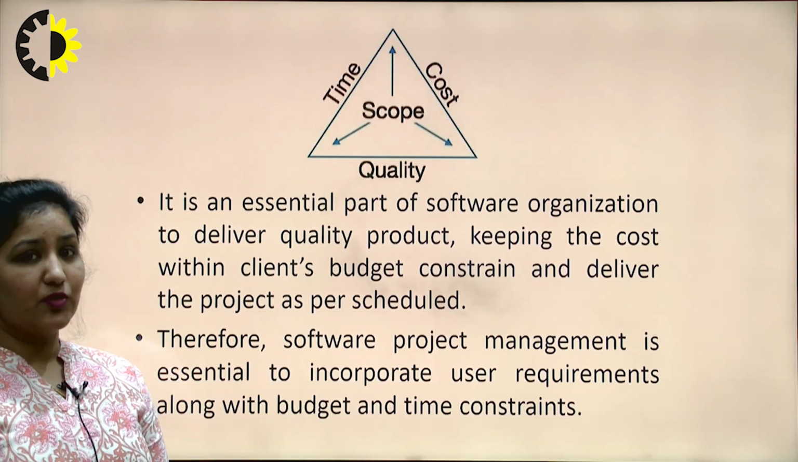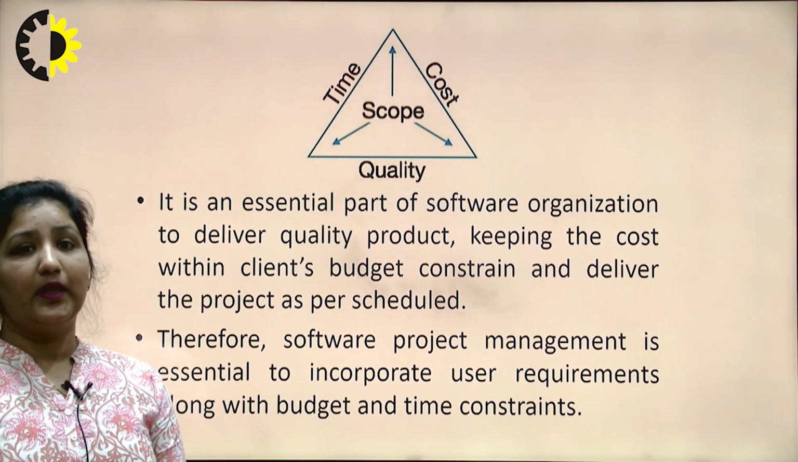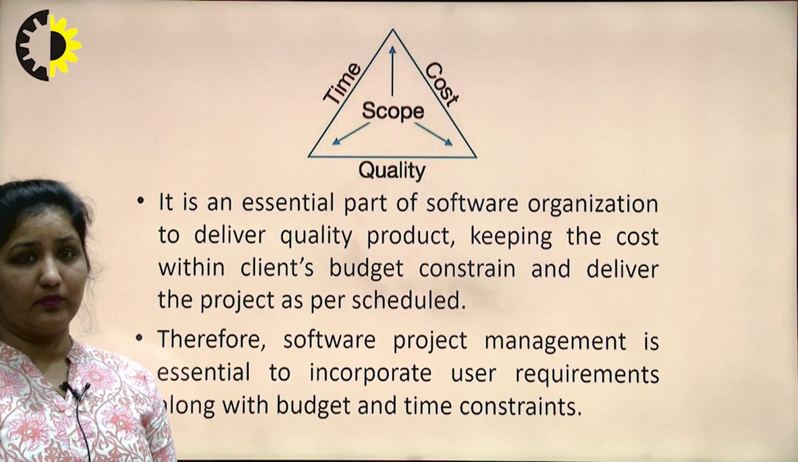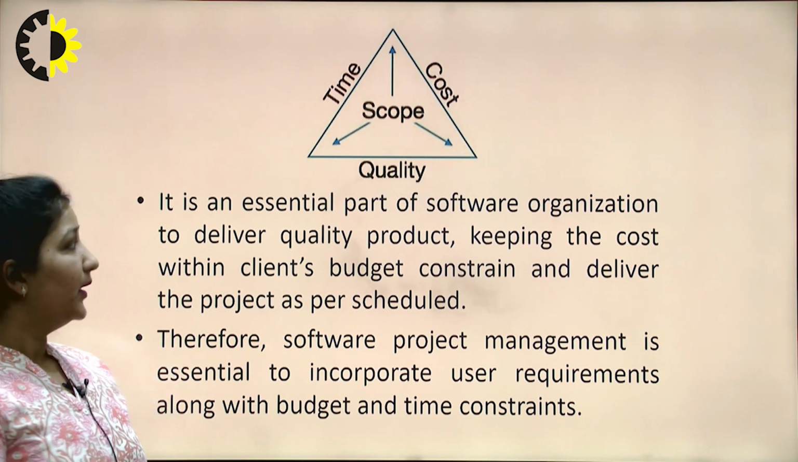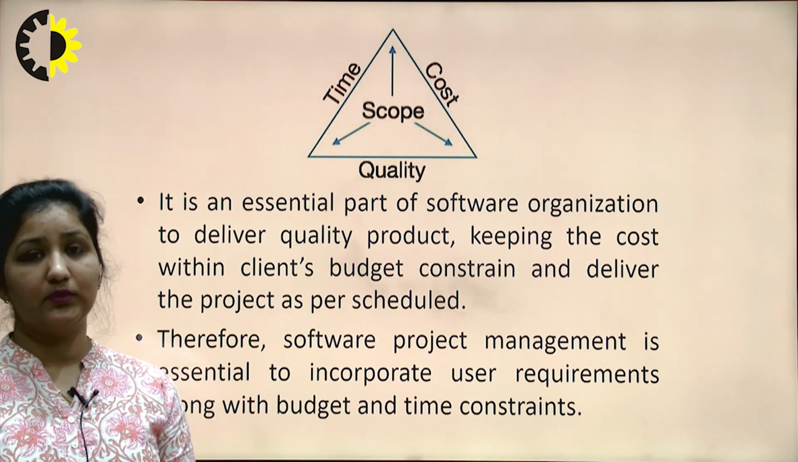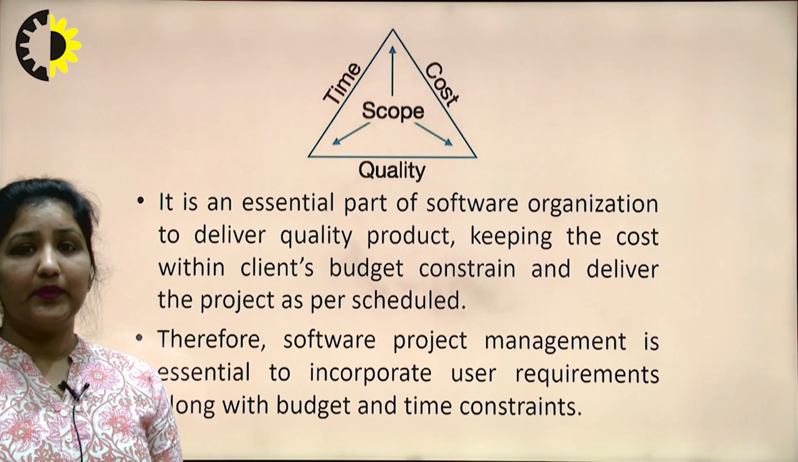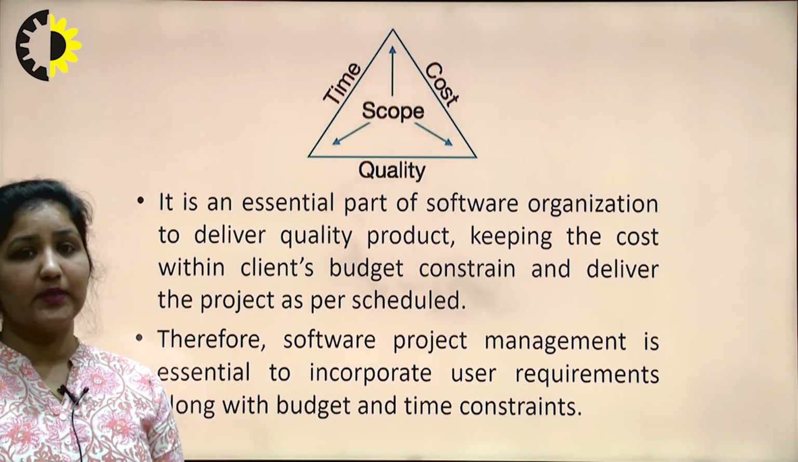Now we can have this triangle diagram for SPM: time, cost and quality, and for that there is a scope. There is always a scope for the time, cost and the quality. It is an essential part of the software organization to deliver the quality product, keeping the cost within the client's budget, and deliver the project as per the schedule.